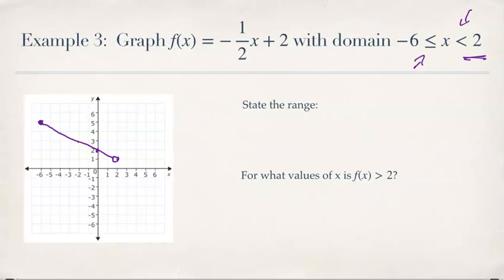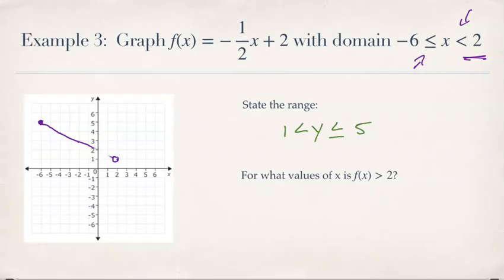I'm going to state the range in the same notation. So this one is inequality notation. So I'm going to say the lowest that this function goes is 1. And it's not included because this is an open circle. So y will be greater than 1 and less than or equal to 5, which is the highest that this function goes. Okay, so it goes as low as 1 and as high as 5.